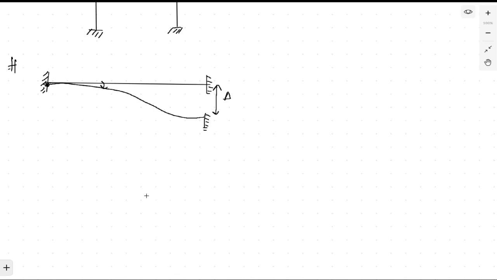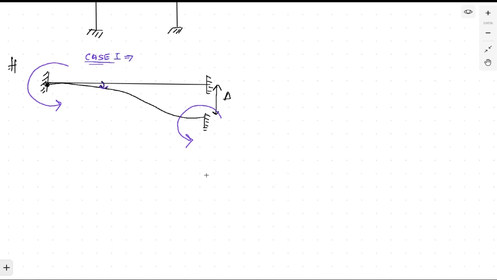There will be the development of bending moments at the support, and those bending moments will be in the direction opposite to that of the direction of rotation. It means that if this is the direction of rotation, then the bending moment will develop like this, in the opposite direction of the rotation. This is case 1, a beam with both ends fixed.